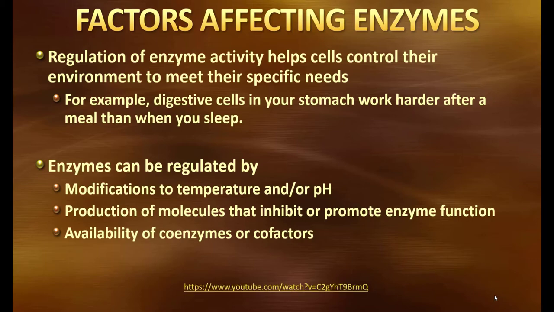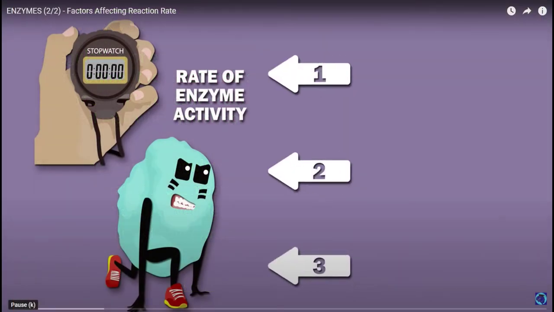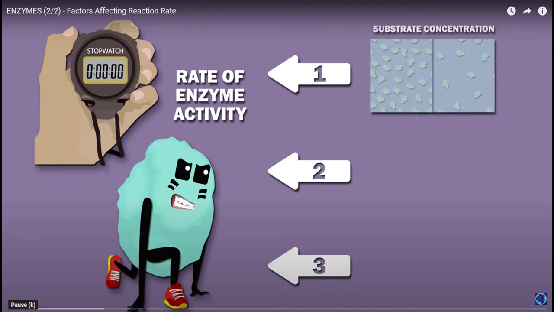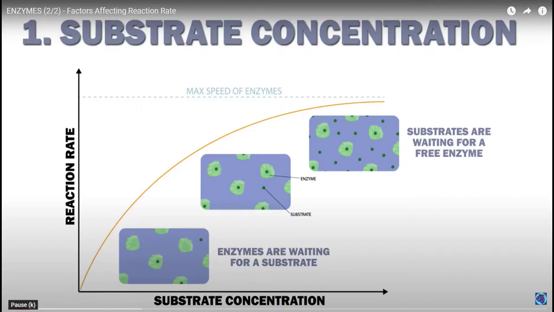Here we'll take a look at some factors that affect enzyme function. Three important factors which impact the rate at which enzymes catalyze reactions are substrate concentration, temperature, and pH. Substrate concentration is important because at very low concentrations, many enzymes are just waiting around for a substrate. At high concentrations, all the enzymes are hard at work, and the extra substrates are waiting around for a free enzyme. So as substrate concentration increases, the amount of enzyme activity saturates, as shown in this graph.